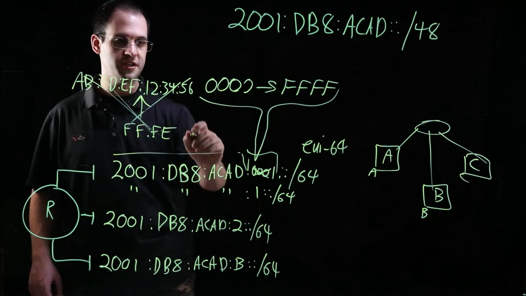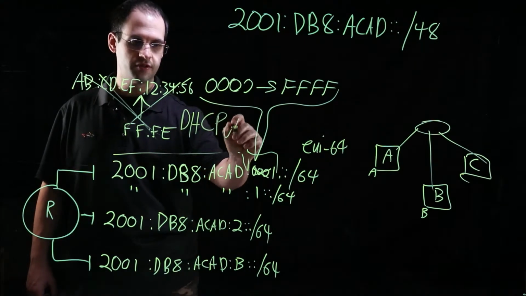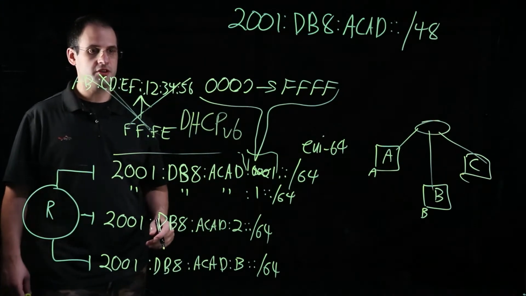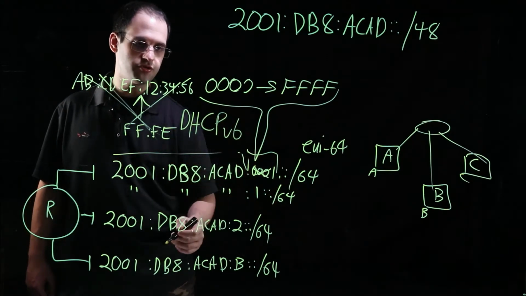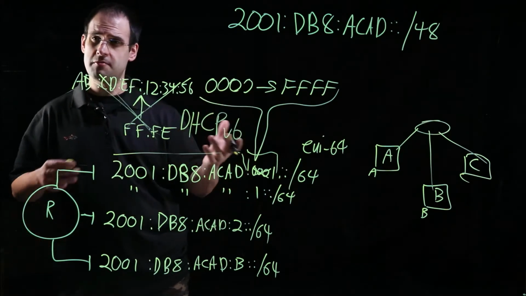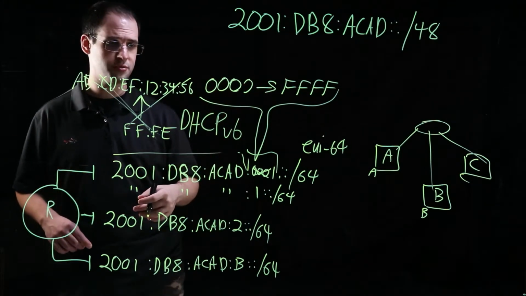You could also use DHCPv6, Dynamic Host Configuration Protocol version 6, for assigning addresses. The router can be set up to manage it. You could have another server somewhere else manage it. There's a whole slew of different options out there.